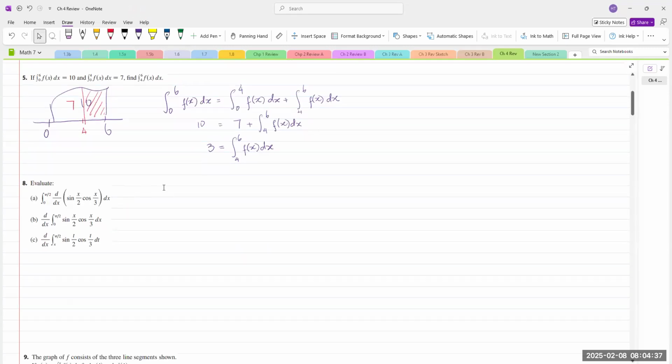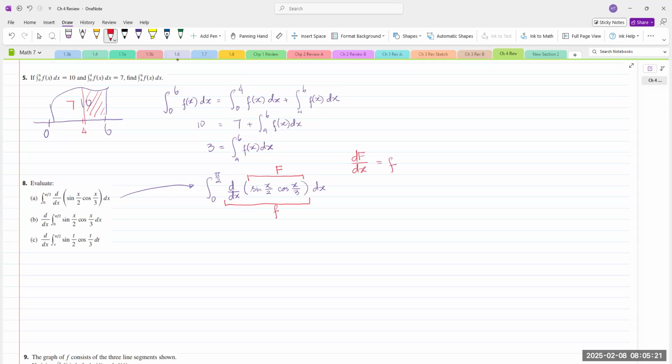Next one, number 8. Evaluate this. Oh, you see, that's the derivative of something. The integral from 0 to pi over 2 of the derivative of sine x over 2 cosine x over 3 dx. But we will integrate that again, right? So suppose this is our f. The derivative of f with respect to x, let's say this will give us the function.